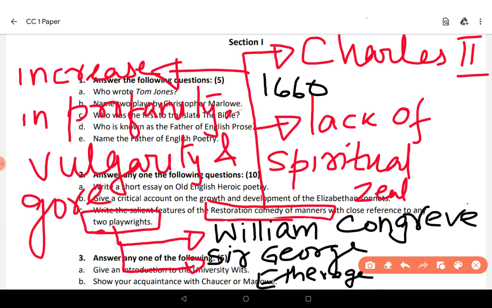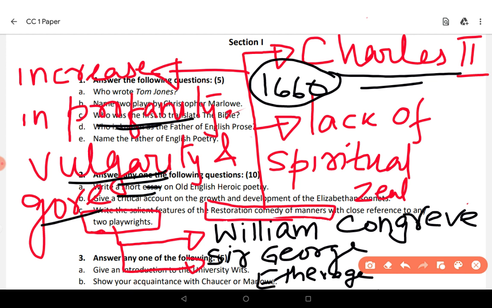In the next question, Restoration comedy of manners, you will mention what Restoration means. It means the restoration of monarchy with Charles II when he became king. This period, around the 1660s, witnessed a lack of spiritual zeal and decorum in the plays of that era. What happened in those plays? There was an increase in profanity, vulgarity, and gore, meaning violent scenes.